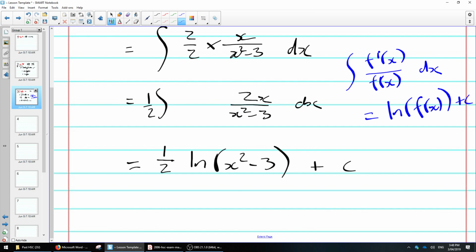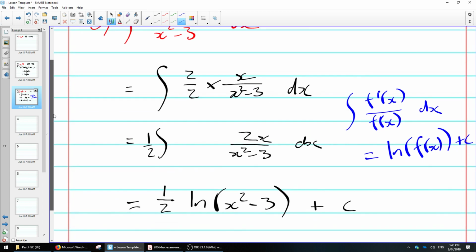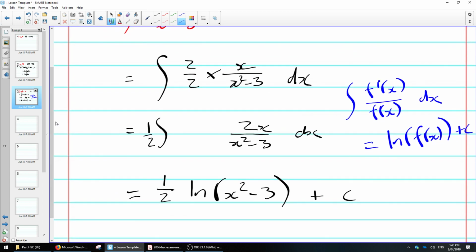I think one or two people also lost a mark instead of plus c. Was that a mark? Well, it wasn't a mark for the plus c, although if you didn't write plus c, you would lose a mark. So the beats of this question, basically, were a mark for having a half at the front, and then the other mark was ln x squared minus 3 plus c.